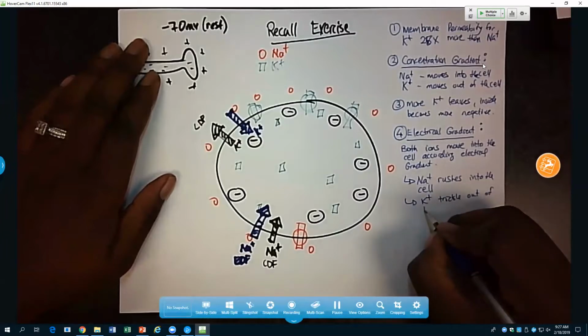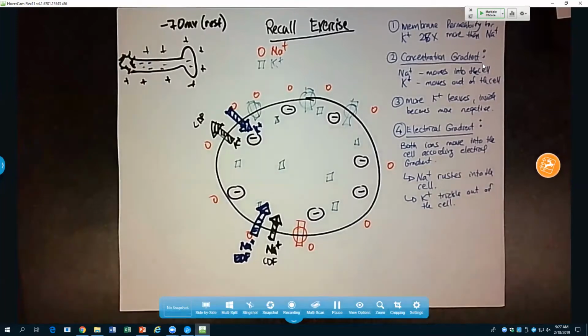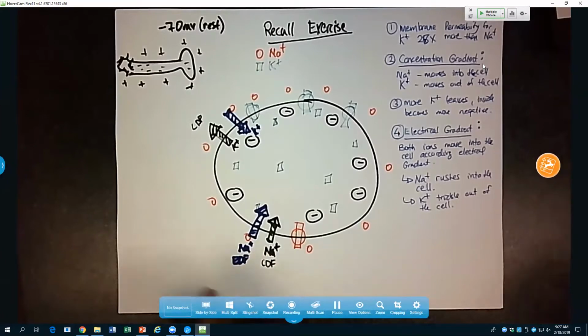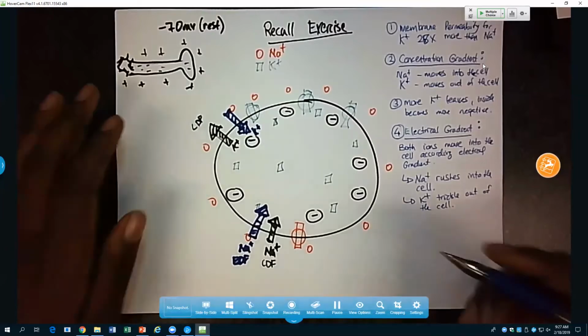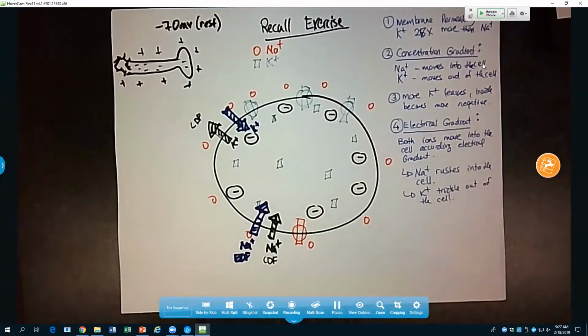All right, so everyone understand what I mean? Sodium really wants to get into the cell because we're combining the same direction of these forces, electrical force and the chemical force. Potassium, on the other hand, is moving out of the cell, but it's trickling. There's not as strong a magnitude in terms of this force. And again, this is the electrochemical driving force when we combine these two forces. Alrighty?